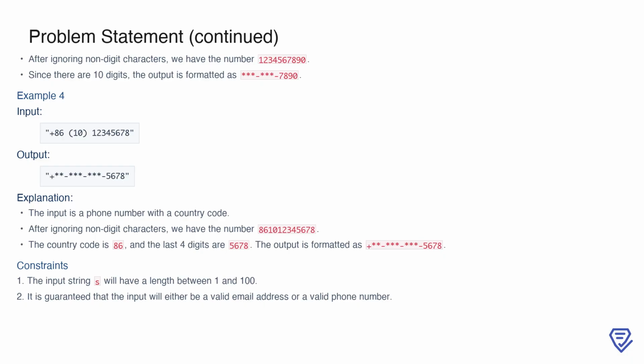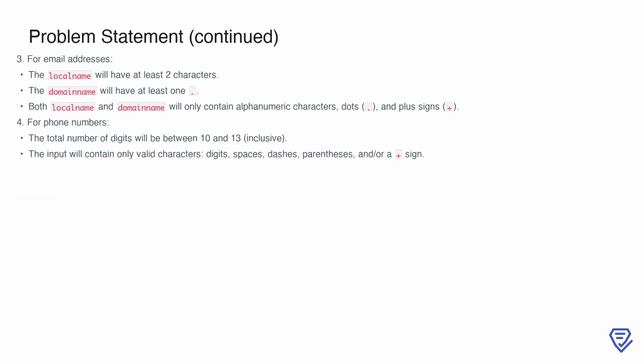These examples illustrate how the program handles both standard 10-digit numbers and those with international dialing codes. Finally, let's go over the constraints for this problem. The input string will always have a length between 1 and 100 and will represent either a valid email address or a valid phone number.